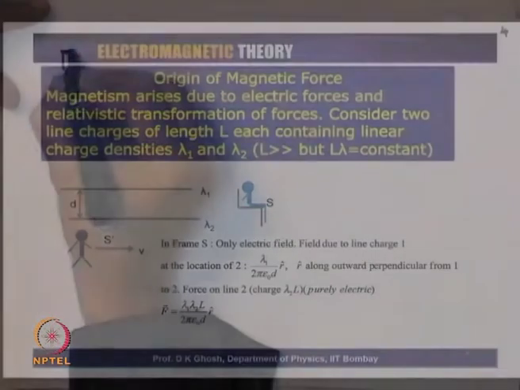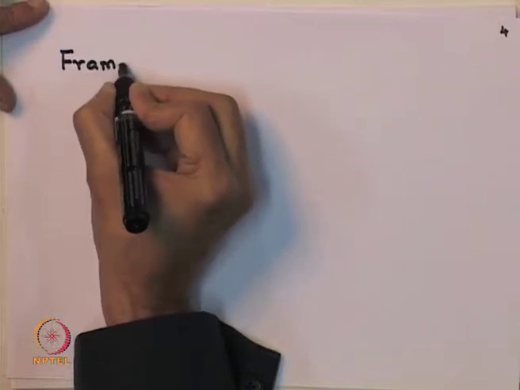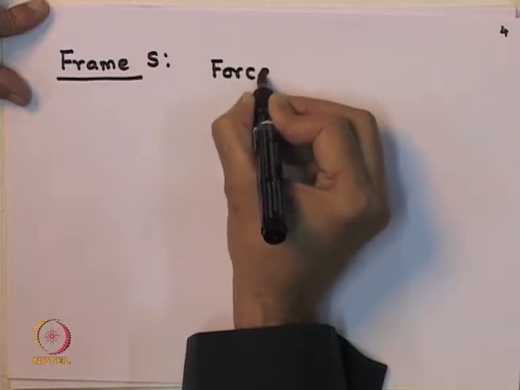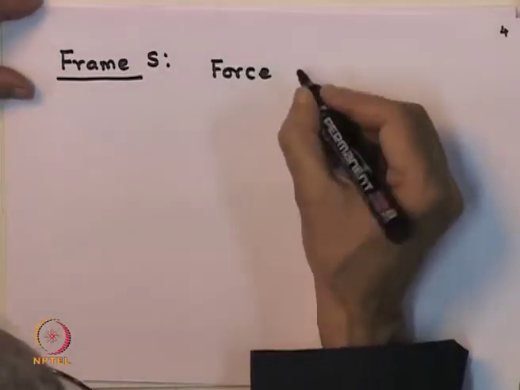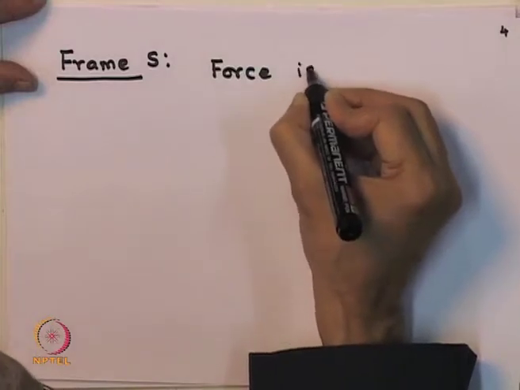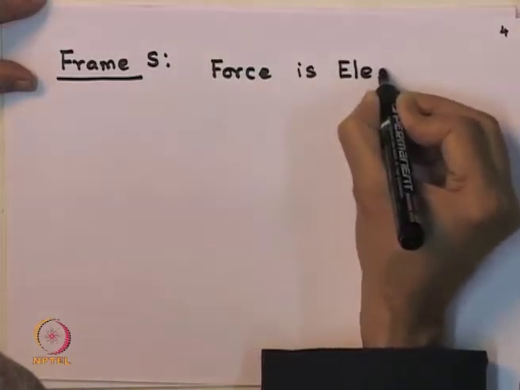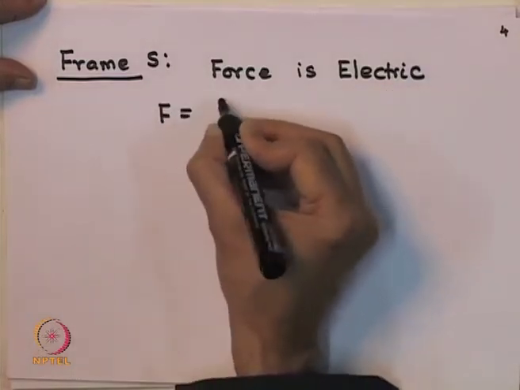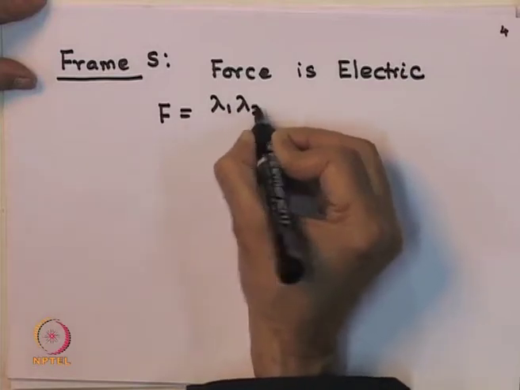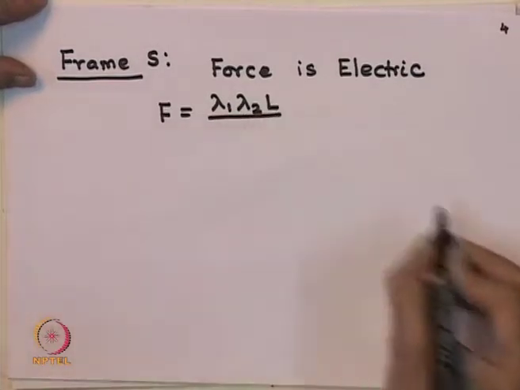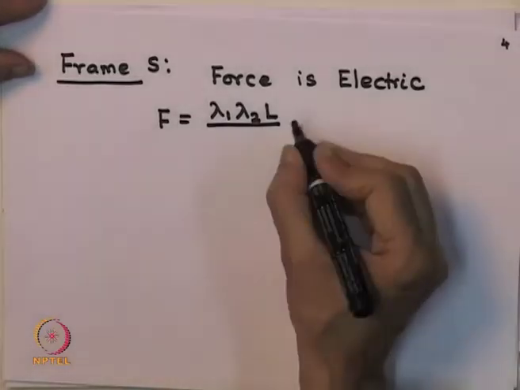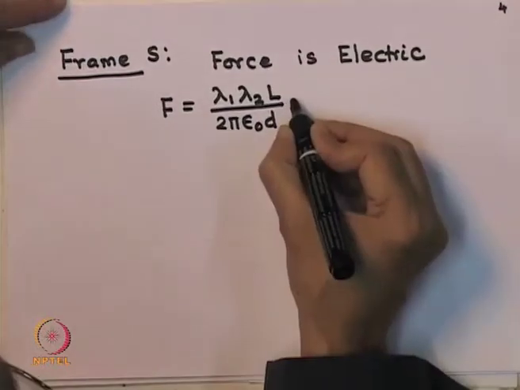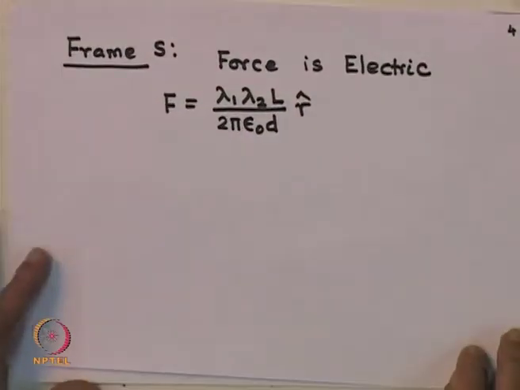So, we will say frame S: the force between the two wires, which are line charges, is only electric, and the force is given by lambda 1 lambda 2 L. Remember, L is the length that I have taken of the second wire, divided by 2 pi epsilon 0 d, and according to this it is in the radial direction from the first wire.